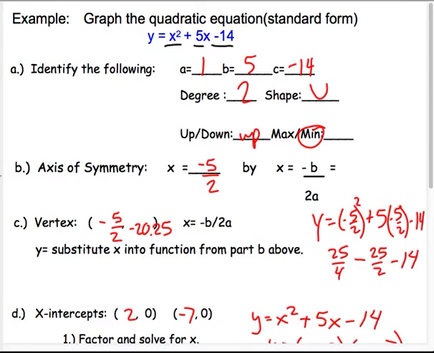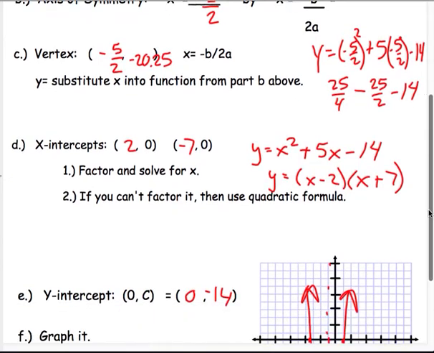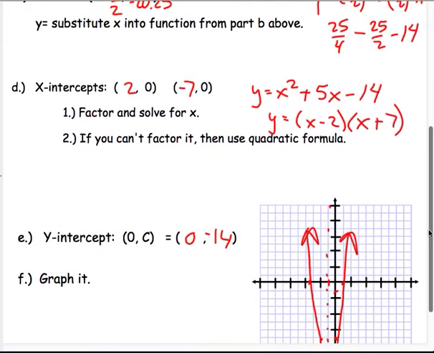To find the vertex, you take your x value and substitute it into the equation for x and solve for y. And we found that was negative 20.25. For the x-intercepts, if you can factor, you can find them easily. In this case, we factored our quadratic equation to x, the quantity x minus 2 times the quantity x plus 7. So because they're in the parentheses, the actual x-intercepts are the opposite, 2, 0, and negative 7, 0.